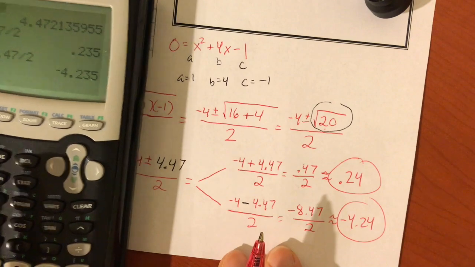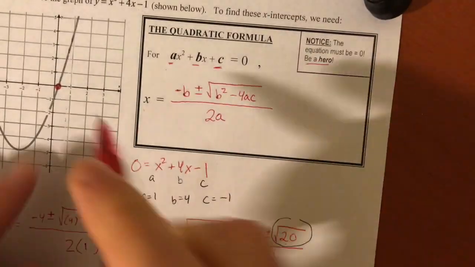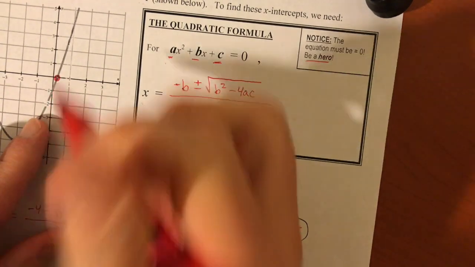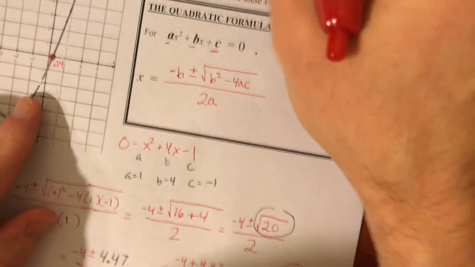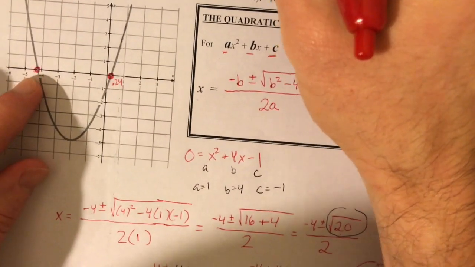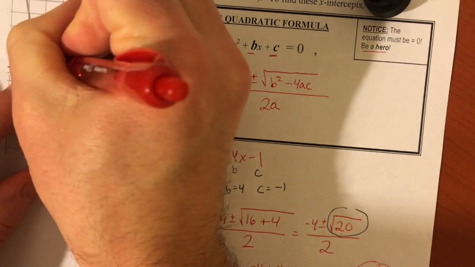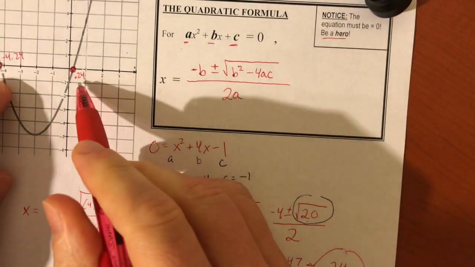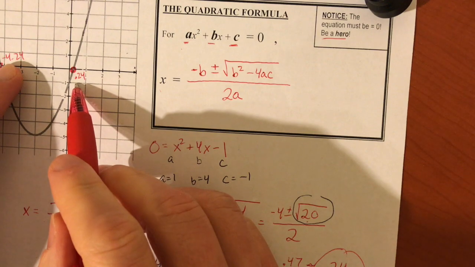And take a look at this graph. They should make sense with what you're looking at. That answer between 0 and 1 looks, that's about 0.24. That's the one that we got here. And the other one is between -4 and -5. That's the -4.24. And yes, I know you could go to Desmos and just graph this, and you could click on these and you'd see these decimals and they'd be already done for you.